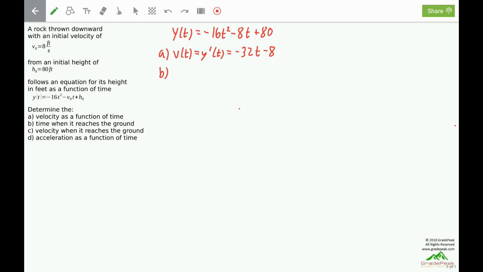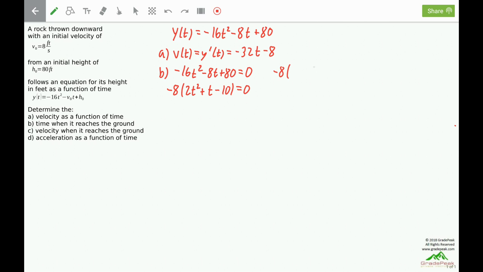Part B, we want to find the time when it reaches the ground. The ground is defined as a height at 0. So if we take the height as a function of time and set it equal to 0, we can then solve for the time when it reaches the ground. This has a common factor of a negative 8. Let's factor that out. That'll give us a positive 2t squared, a positive 1t, and a negative 10.